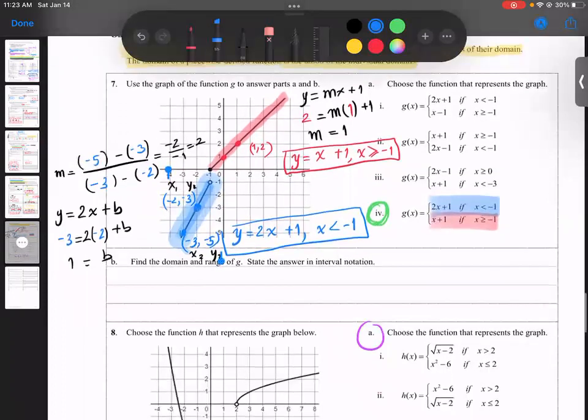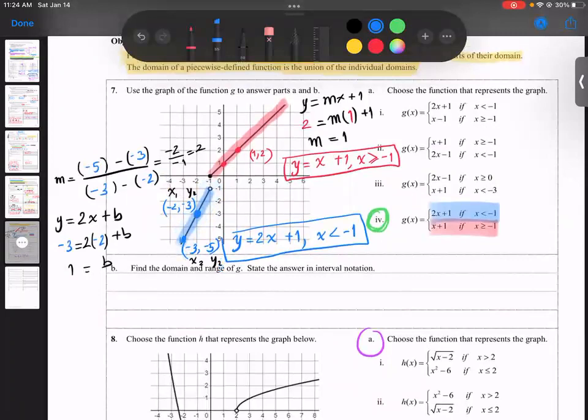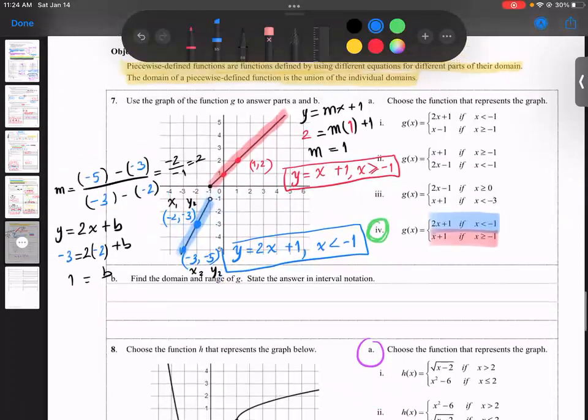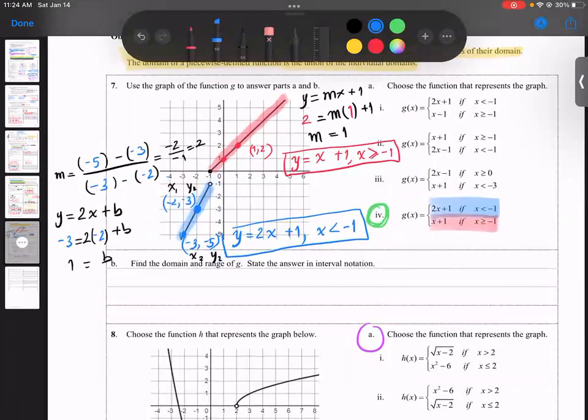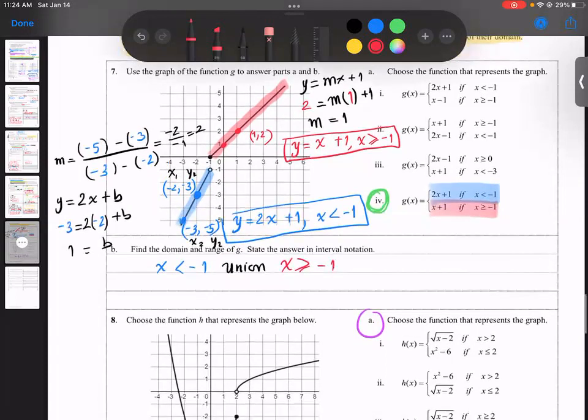Find the domain and range of f. We kind of did it. So for the red one, we have x is greater than or equal to -1. Union. Let me do the blue one first. Let's do it from left to right. Always do it from left to right. So we have x is less than -1, union x greater than or equal to -1.